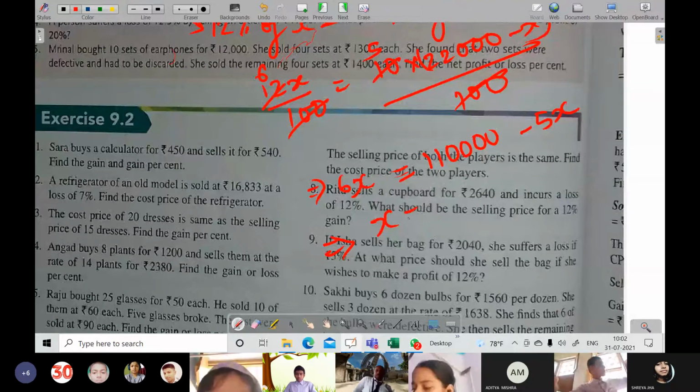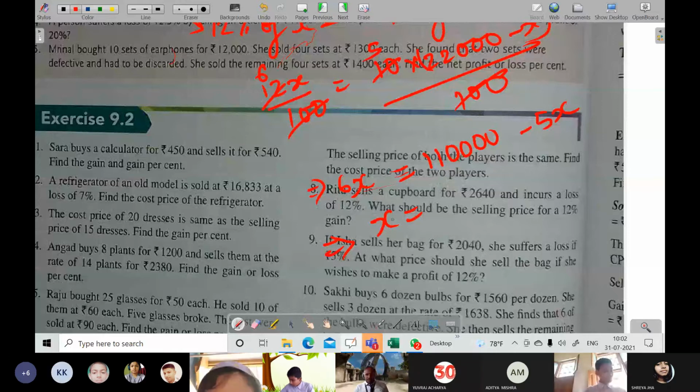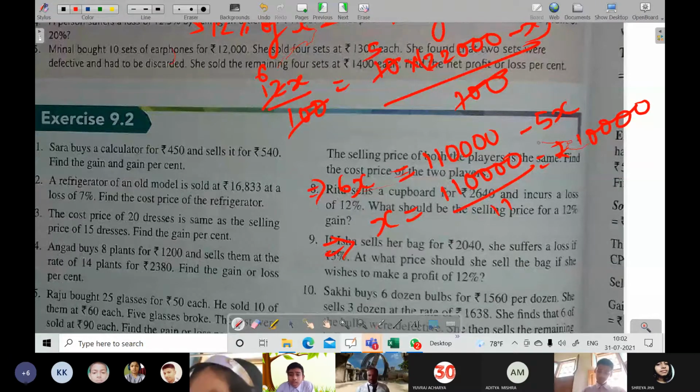One is 10,000, another is 12,000. Yes, sir. Got it? Understood. So clear to everyone? Any other doubt to anyone? Sir, let me take a screenshot, sir.